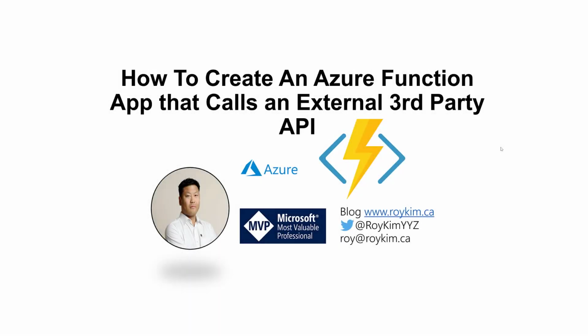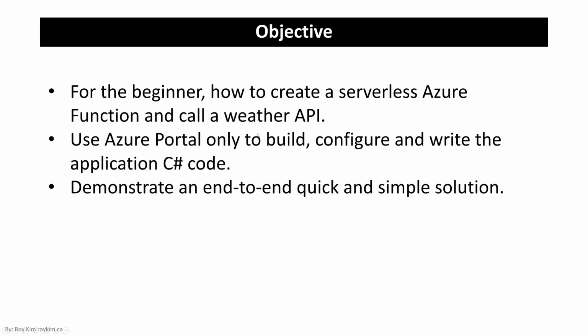Hey everyone, this video is about how to create an Azure Function app that calls an external third-party API. The objective here is really for the beginner: how to create this serverless Azure Function that calls a weather API. I'm just going to use the Azure portal only to build, configure, and write the application C# code. I won't be using any other tools, just to keep it really simple and basic. So I'm going to demonstrate an end-to-end, quick and simple solution.